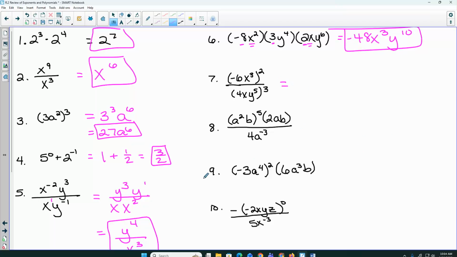All right, number 7. What is negative 6 squared? This would be x to the. On the bottom, what is 4 to the 3rd? X to the. Y to the. All right, and then can we reduce? 36 over 64. What does that reduce to? 9 over 16. Okay, x's, if we subtract exponents, 6 minus 3 is 3. And we still have that y to the 15th on the bottom.